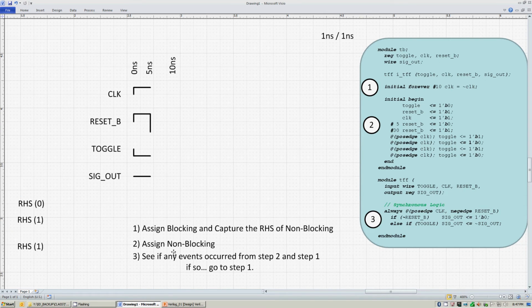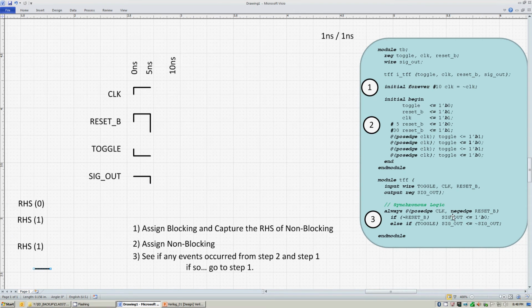And now we got to ask ourselves, did any events occur? Well, actually, yes. Reset went from 1 to 0, okay? Now that reset went from 1 to 0, we actually wake up process 3. And process 3 says, okay, well, if reset sets sig out to 0, well, what do you know? Sig out goes to 0. Okay, so right there, sig out goes to 0.